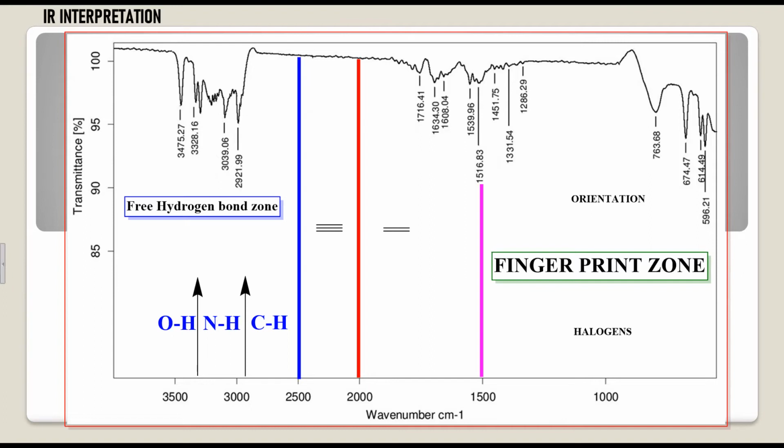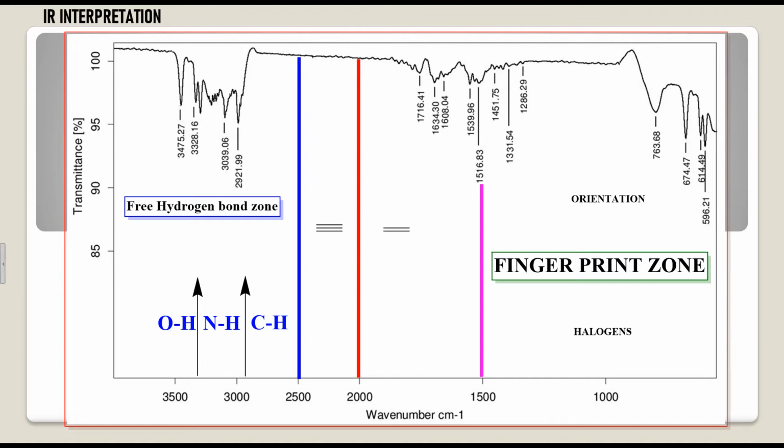When this free hydrogen is present in the sample, then you can expect the peak from 3500 to 2500. If any compound has a triple bond, for example alkyne, nitrile, then you can expect the peak from 2500 to 2000. If any compound has a double bond, for example alkene, carbonyl compounds, carboxylic acid having CO, those CO we can expect in 2000 to 1500. In this range you can expect.